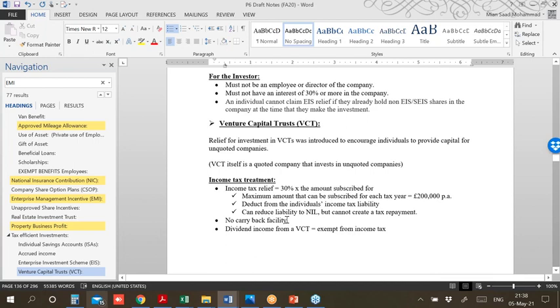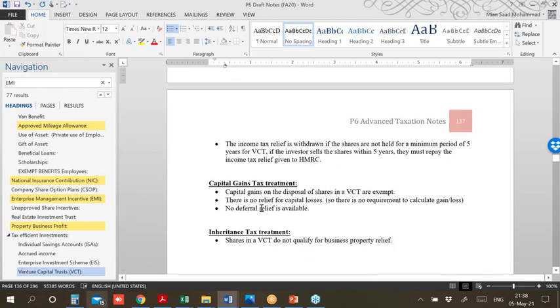There is no carry back facility in VCT. In EIS, if you have invested more, you can carry back the reducer for 1 year. In VCT, it is not available. But a very good feature of VCT is that the dividends that you receive from VCT are also exempt from income tax. So when you invest, immediately you receive a 30% reducer, and whenever you receive a dividend, the income will also be exempt from income tax as well.